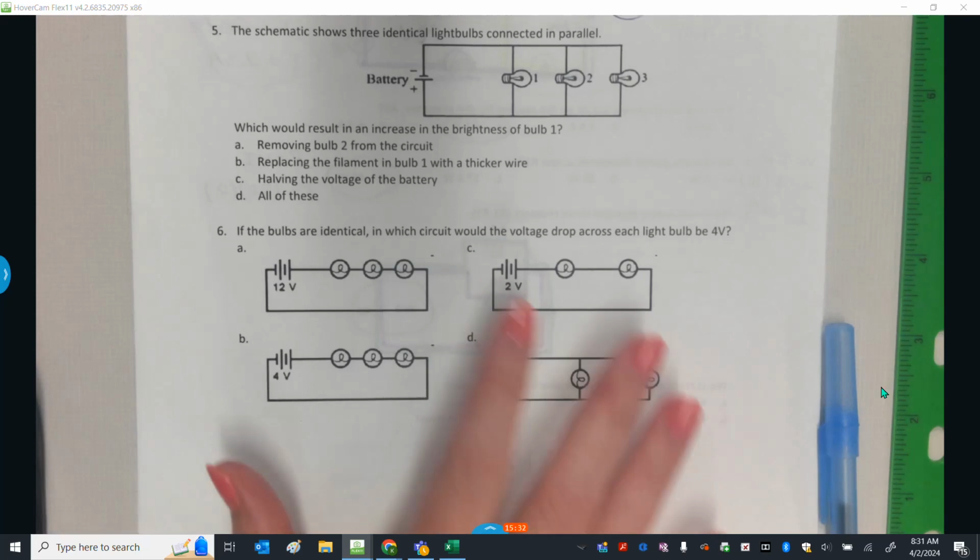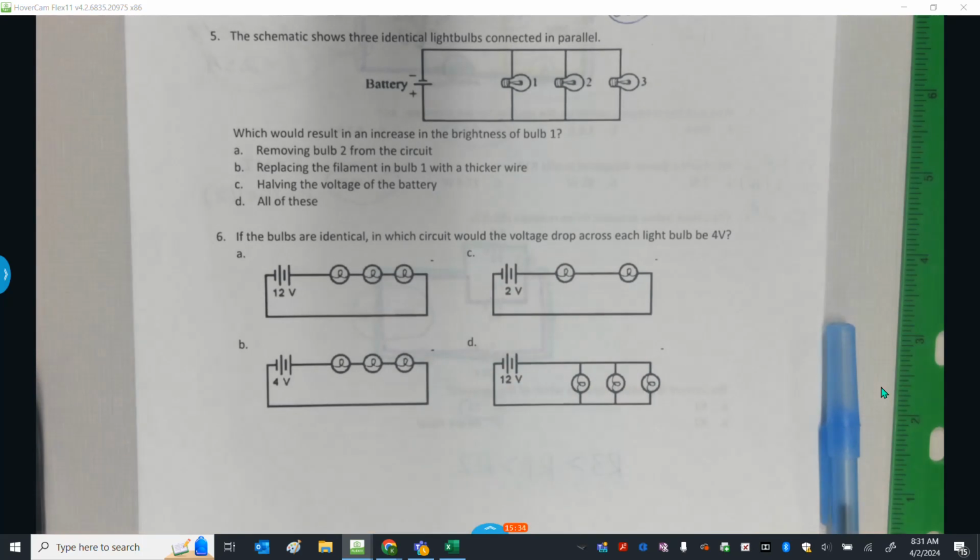Number 5. Number 5 says the schematic shows 3 identical light bulbs connected in parallel, which would result in an increase in the brightness of bulb 1. And we've got some different statements here. Removing bulb 2 from the circuit, replacing the filament in bulb 1 with a thicker wire, halving the voltage of the battery so that you have half the voltage in all of these.